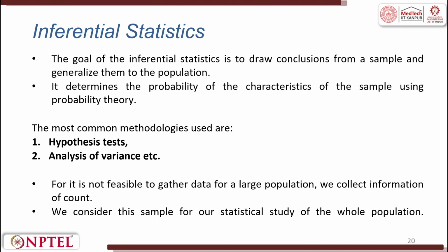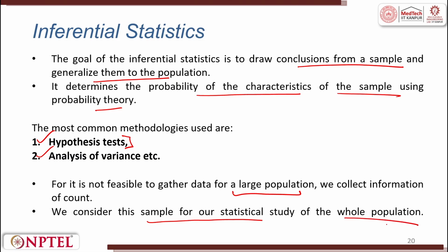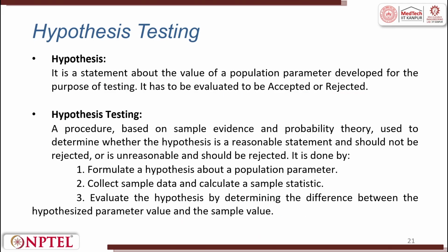Now, the goal of inferential statistics is to draw conclusions from a sample and generalize them to the population. It determines the probability of characteristics of the sample using probability theory. The common methodologies are hypothesis testing and analysis of variance. I will talk about hypothesis testing, and I will talk about regression modeling in the next lecture. As it is not feasible to gather data for a large population, we collect information of a count. We consider this sample for our statistical study for the whole population. This is known as sampling. That is the point where we started our lecture. We specifically select the sample and try to conduct hypothesis testing over it.